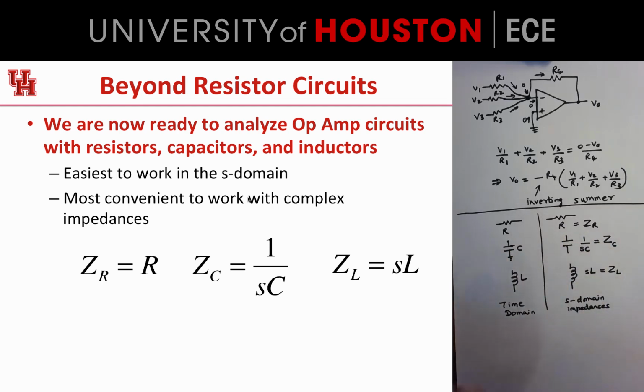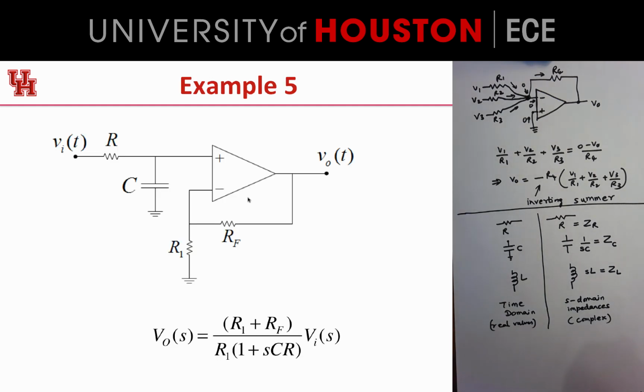So, in the time domain, we're dealing with real numbers, whereas in the S domain, we're dealing with complex versions. But there is a big benefit to using these because it'll simplify our analysis substantially. So let's work through an example.